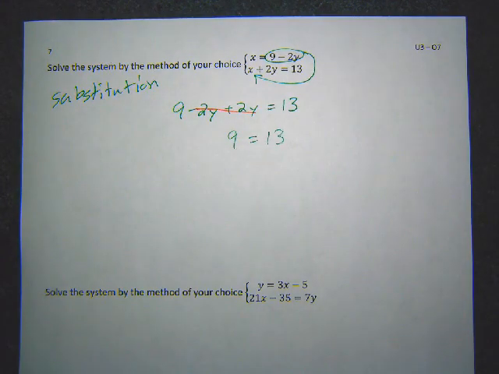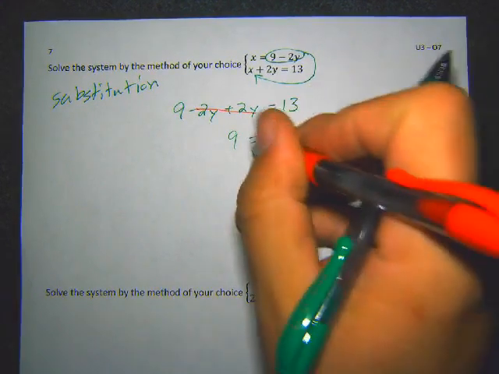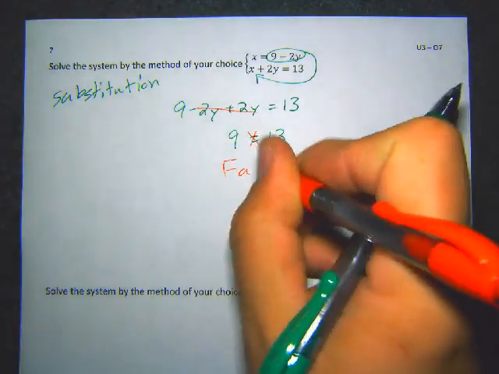And you notice that at this point, I'm stuck, right? I can't solve for y. In fact, not only am I stuck, I have an equation that you can see pretty obviously here now is not true, right? This is false. You can't make 9 equal 13.